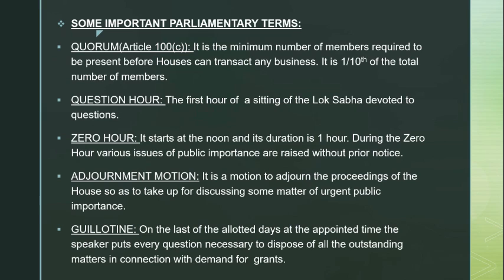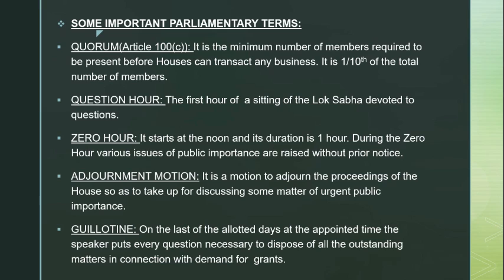Now let's move on to discuss some important parliamentary terms. The first one is quorum, that is mentioned under Article 100. It is the minimum number of members required to be present before any house can transact any business, and it is 1/10 of the total number of members.